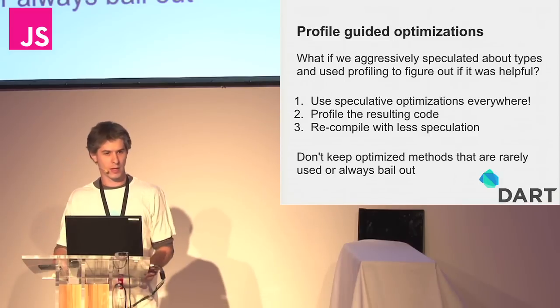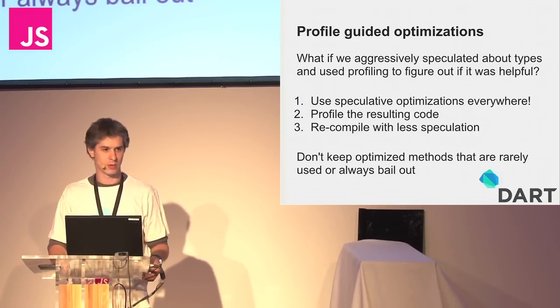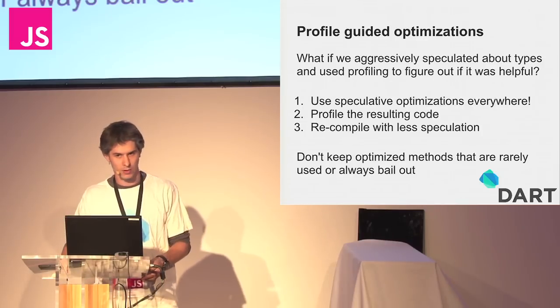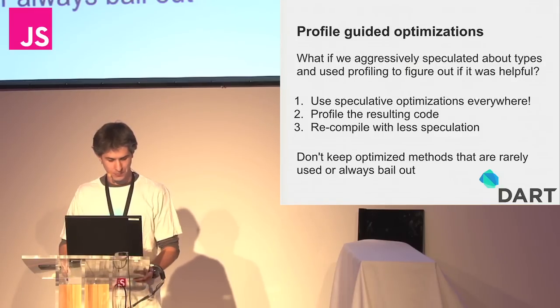Ideally, and that's future work, we want to do profile-guided optimizations. So we want to say speculate everything, and then tell us later on what worked and what didn't work. And for the things that either always failed out or never were called, we can just leave the calls to the static interceptors and would have nicely reduced code size.